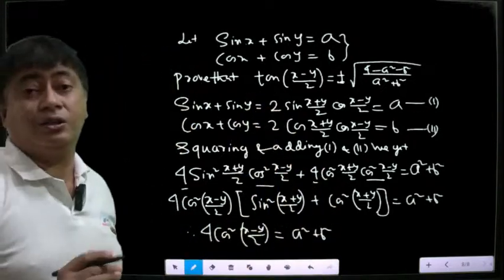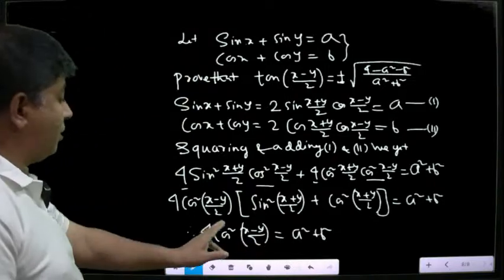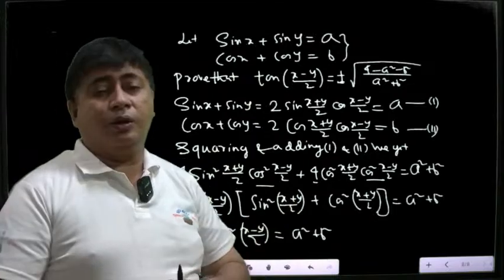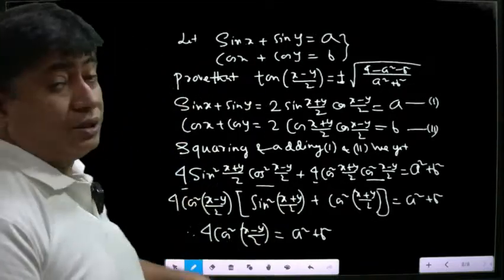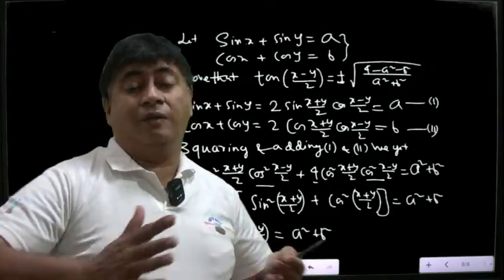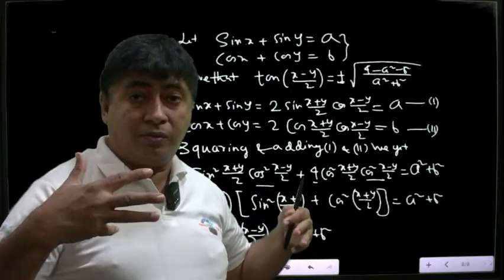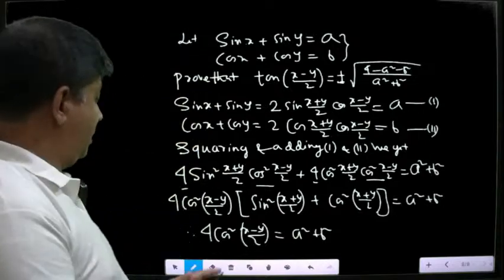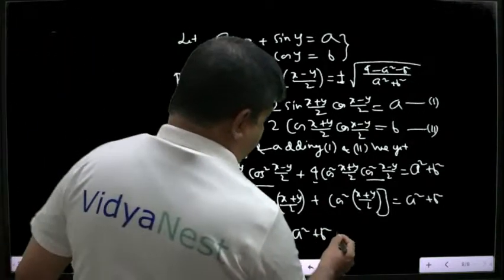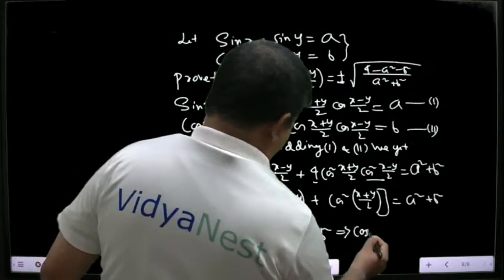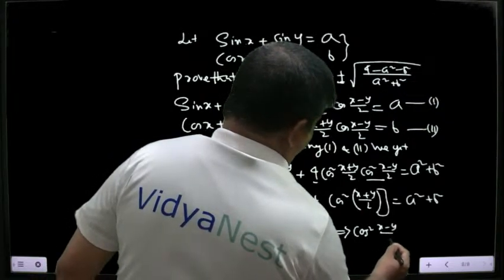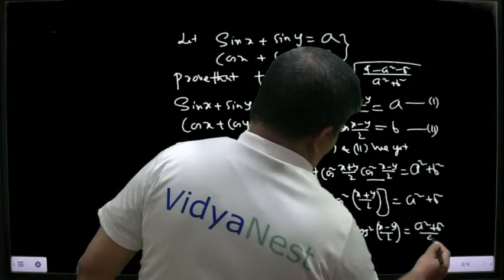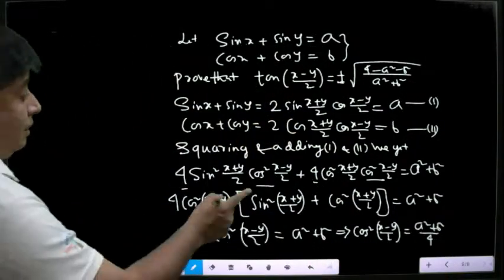So we are on the verge of conclusion. We have got cos square x minus y by 2. I need tan. Once you get cos, easily you can get sin, and if you get sin and cos both, divide sin by cos and get tan. So cos square x minus y by 2 is a square plus b square by 4. So what about sin square?